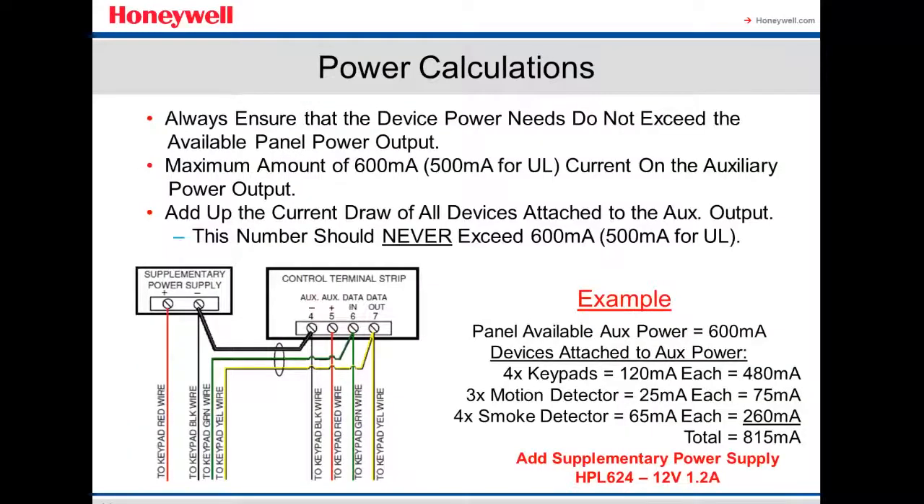It's very important in these panels that the panel can give you a maximum of 600 milliamperes. So when you start installing your devices, it's very important to make sure you don't go over the 600 milliamperes. Otherwise, you're going to have to install a supplementary power supply, like we can see on the screen.